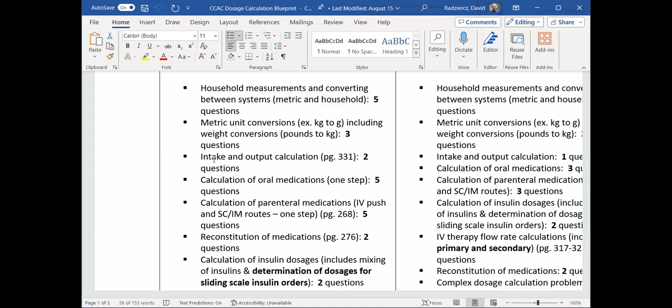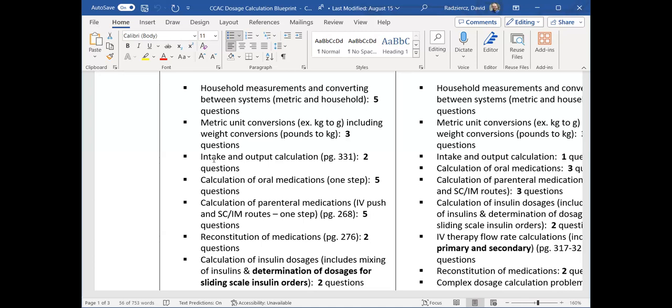And when they say one step, that just means it requires one step to solve. An example of that might be something like, let's say the patient's ordered 500 milligrams of an antibiotic, and the antibiotic is available at 250 milligrams. And the question would be, how much medication would you administer? So if it's 250 milligrams per capsule, you would give them 2 capsules. So that's what they consider a simple or one-step type problem.